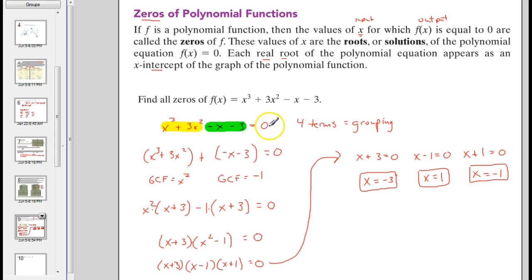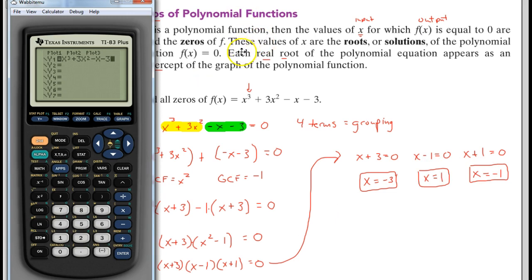Alright, now notice it was degree 3. So because it's degree 3, the maximum number of zeros is 3, and we got all 3 of them right there. Okay, and what it says here is that each real root of the polynomial is an x-intercept.